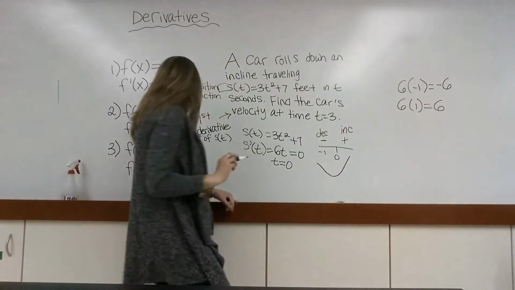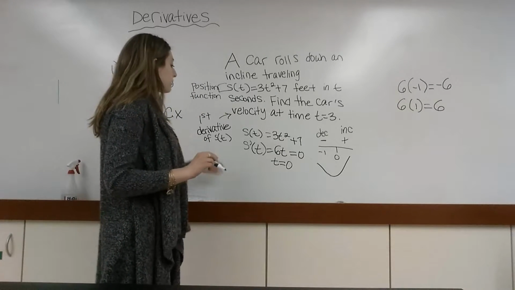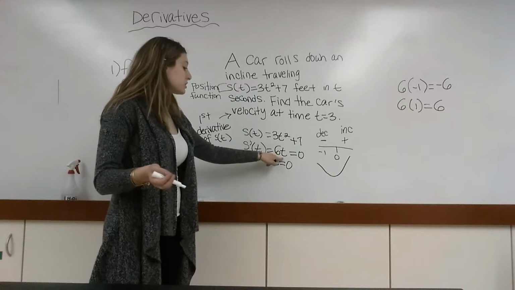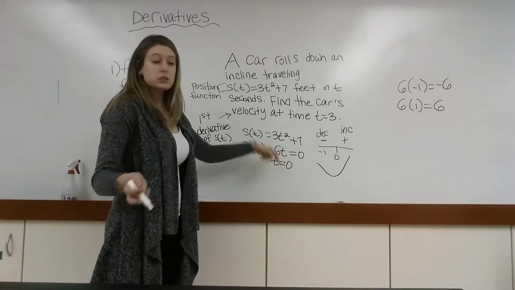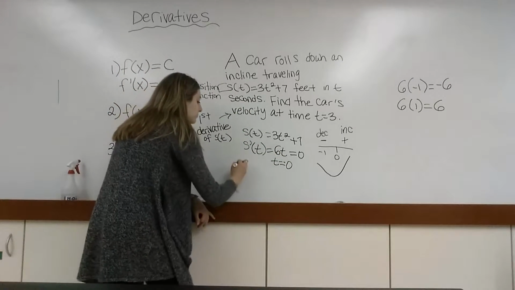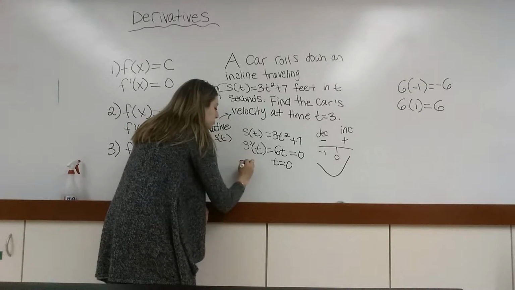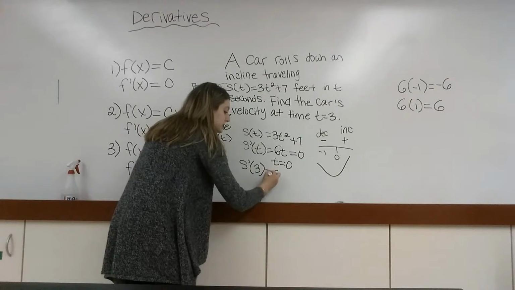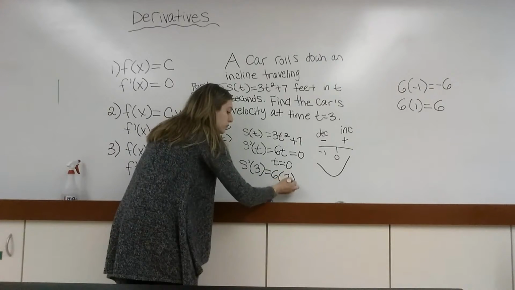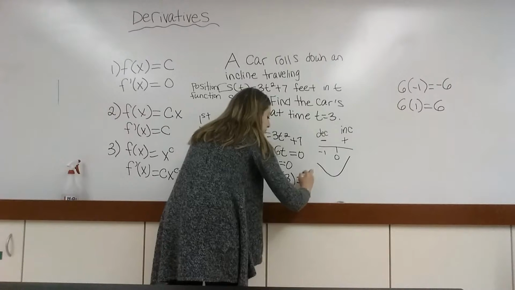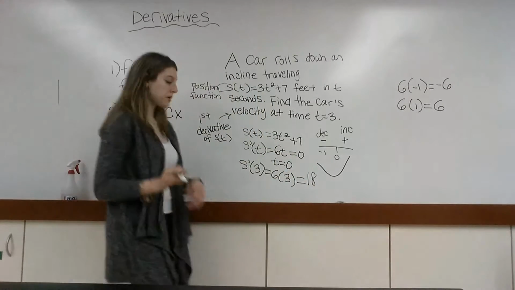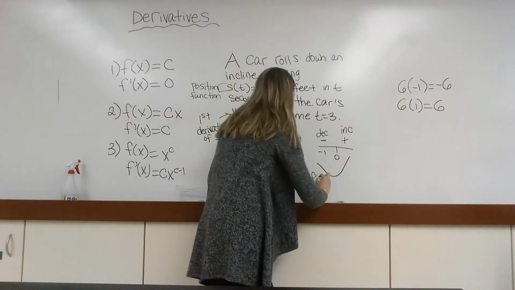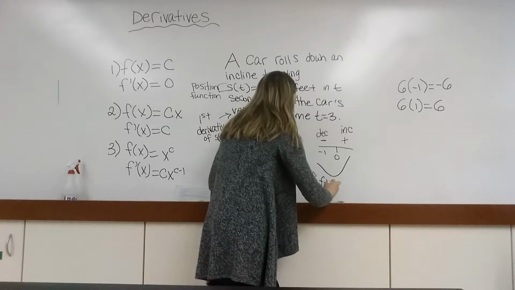So now what we're going to do is plug in 3 for t, because t is our time, and we want to look at this function when we're at 3 seconds. So s prime of 3 equals 6 times 3, and that's equal to 18. That's 18 feet per second.